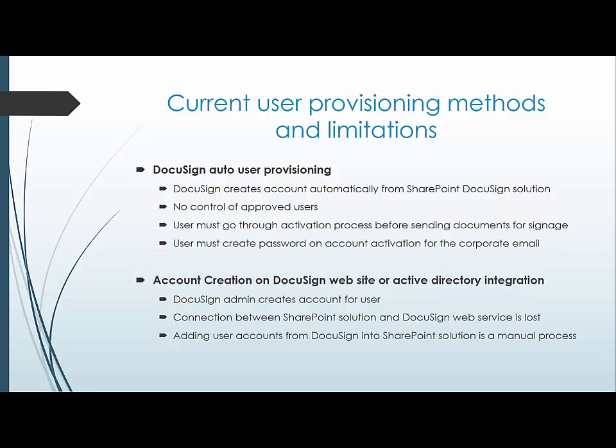When the user account is created outside the SharePoint solution, the connectivity between the solution and DocuSign service is lost. This means that even though you provision your user beforehand, the SharePoint solution doesn't know about the user. In the end, the activation process is followed by the end user to activate and add the password to the activation form. The new version of the DocuSign SharePoint solution now provides the ability to manually add the user to the DocuSign user list, but it's a manual process and can get tedious when adding more than a few accounts.